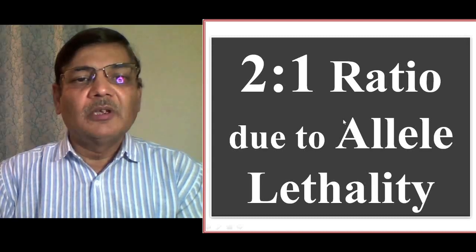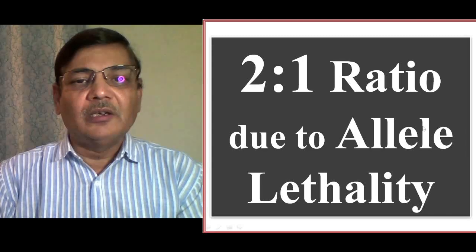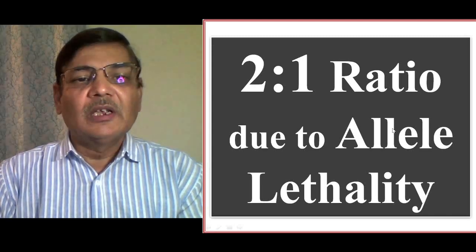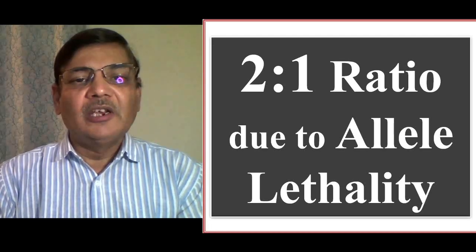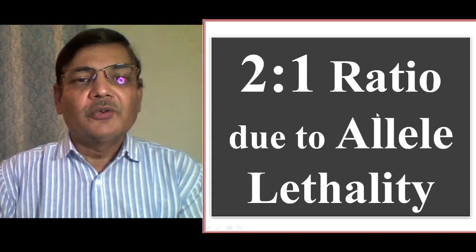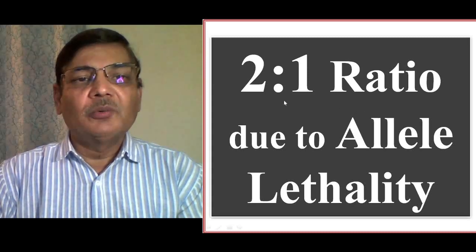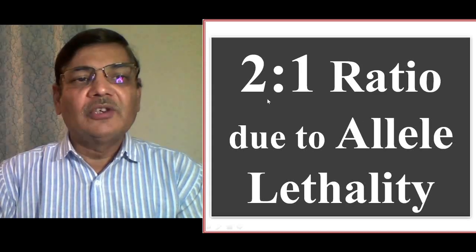Actually, the cause of this deviation in ratio may be allele lethality, that is, a specific allele of that locus may cause lethality to the individuals who carry such allele in a specific combination. So let us see certain examples to get acquainted with the situation in which the classical Mendelian 3:1 ratio gets changed to 2:1.